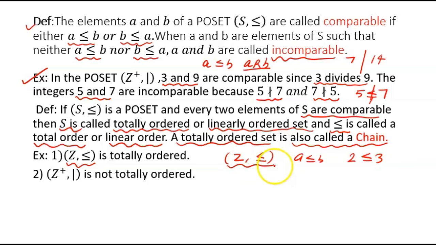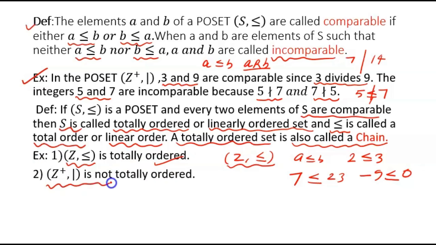Why? Let us verify. You take any two random elements, right? Then certainly between them you can decide which one is smaller and which one is greater. Like suppose I take 7 and 23, then I can clearly say that 7 is less than or equal to 23. If I take minus 9 and 0, then I can clearly say that minus 9 is less than or equal to 0. Right. So this is a totally ordered set, and this is called a chain as well, right?